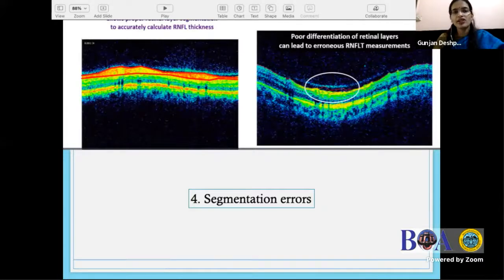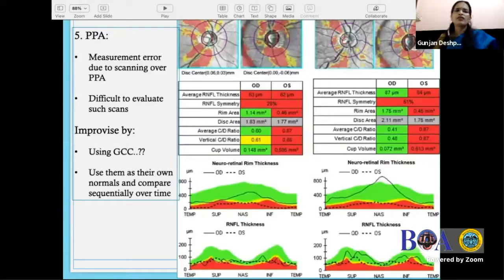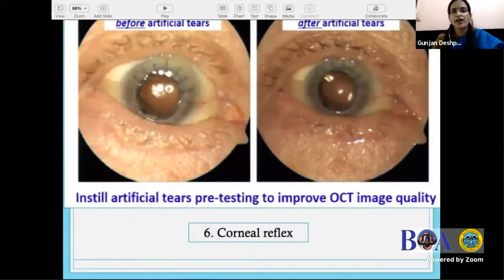Next is segmentation errors. In the left side, we can see that the retinal layers have been divided properly. In the right hand side of the photograph, the retinal layers have not been segmented properly, and this can also lead to errors. There are few cases like peripapillary atrophy where the scanning of the disc becomes difficult, and in such cases, the ganglion cell complex can be used.